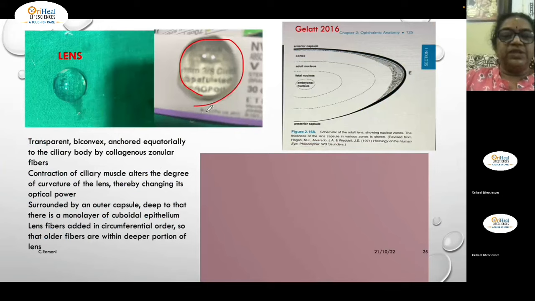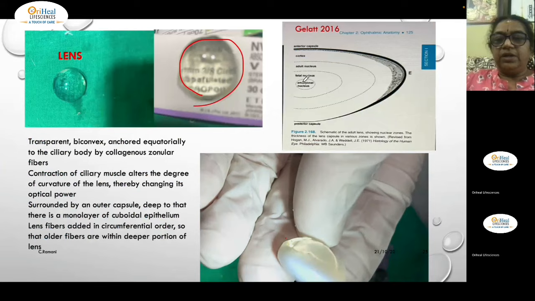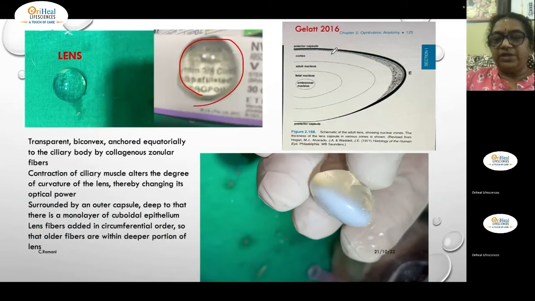So the shape of the lens can be altered with the help of the zonular ligaments. When it contracts and relaxes, the shape will be altered, and accordingly the image will fall on the retina. In the embryonic life, actually, you will see the middle part is the embryonic life, and the fetal, then the adult, and the cortex, etc.